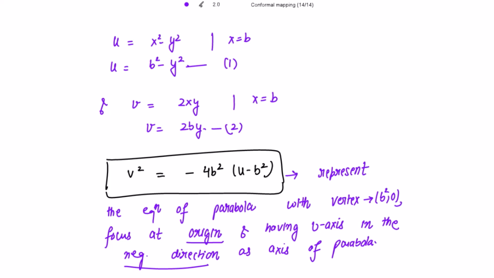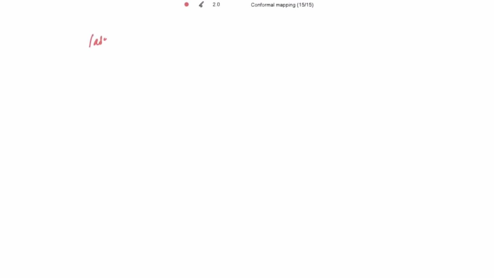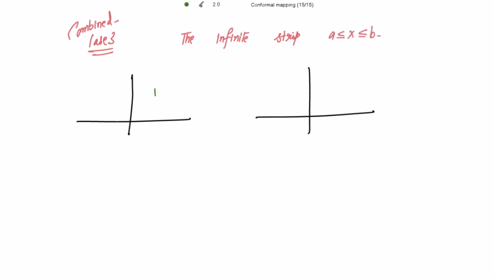Let's move on to the combined case. That is case 3, the combined case, right? Where we have taken the infinite strip a less than or equal to x less than or equal to b. So this is x equal to a, and this is x equal to b. This is your infinite strip, right? Let's get the image of this strip in the w plane.